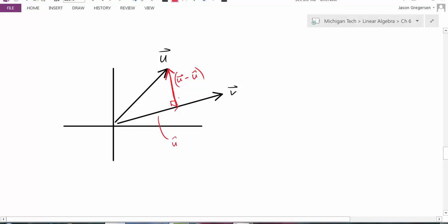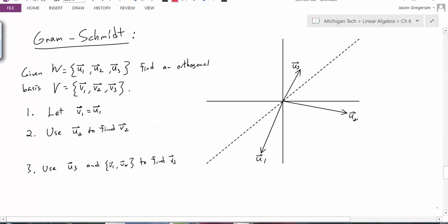Now, of course, we want to generalize this to larger spaces, some Rn spaces, and see what that process looks like there. So let's look at the Gram-Schmidt process in R3. If we are given a basis for R3, our goal is to find an orthogonal basis, these v vectors, for R3. We'll start by choosing one of our vectors. We're going to let v1 just equal u1. That gives us a starting point. There is our first vector, v1.